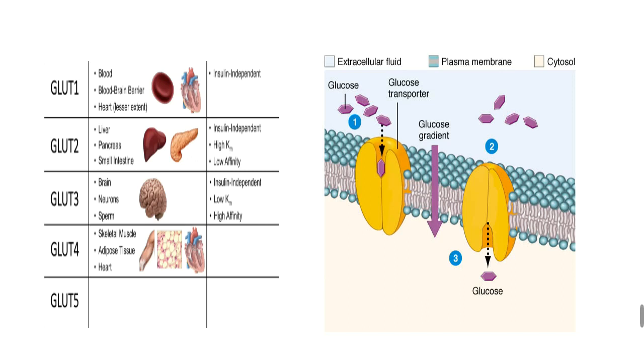The type 3 in the brain and nervous tissue. The type 4 in the skeletal muscle, adipose tissue, and the heart, and etc.